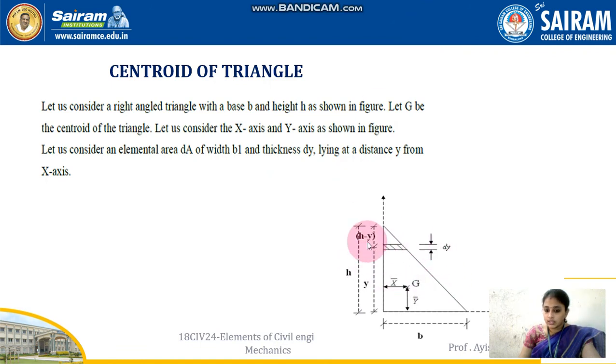We are considering a triangle of base b and height h, and in this we are just considering the centroid point G, and that is located with x bar, y bar distance from the axis. We are considering one elemental strip of base b1 and thickness dy, and the distance from the axis to the elemental strip is y, and the remaining distance is h minus y.